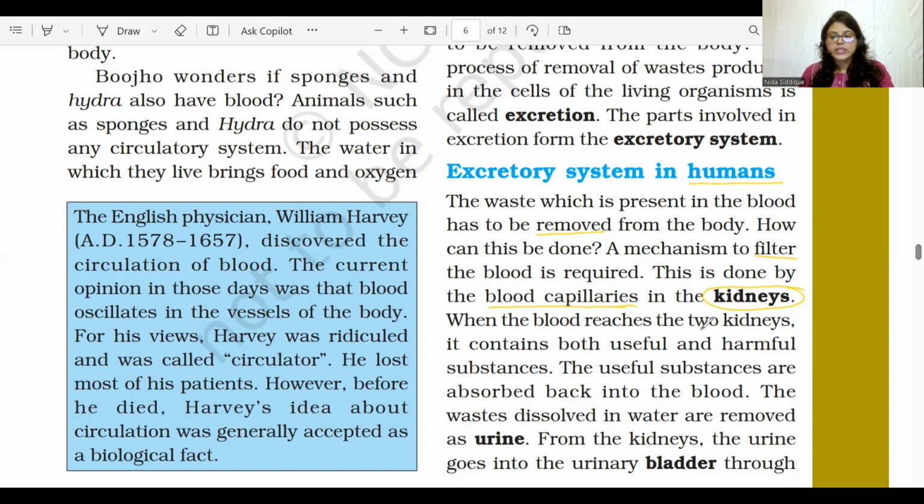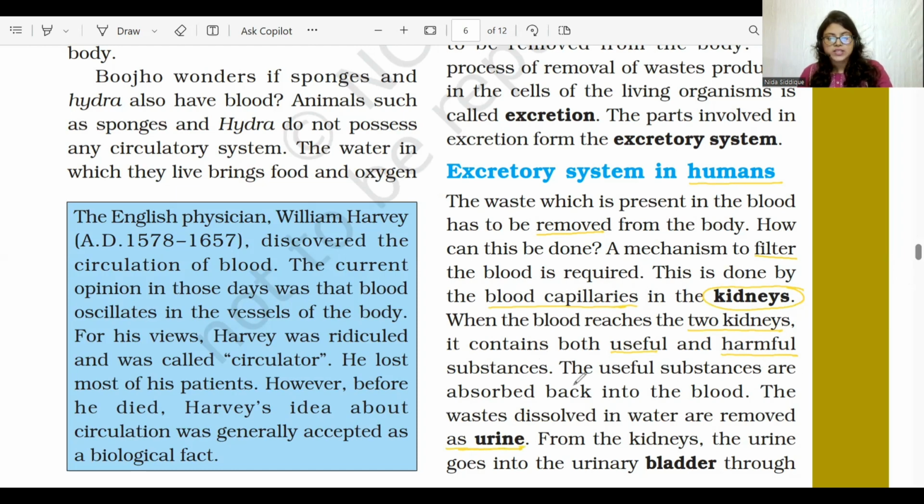When the blood reaches the two kidneys, it contains both useful as well as harmful substances. Now, these useful substances, they are absorbed back by our body. But the harmful substances, the waste, they are removed from a body as urine. Okay, let's learn about it.